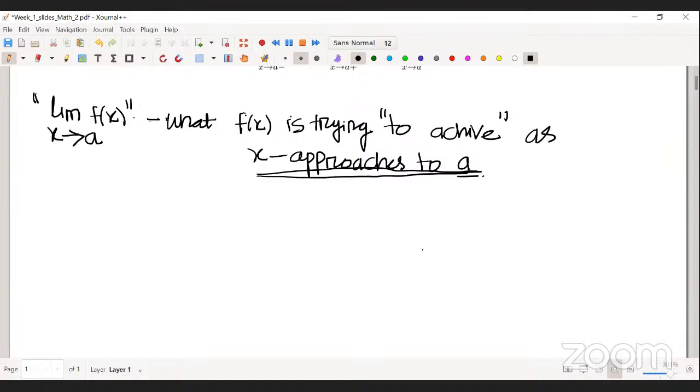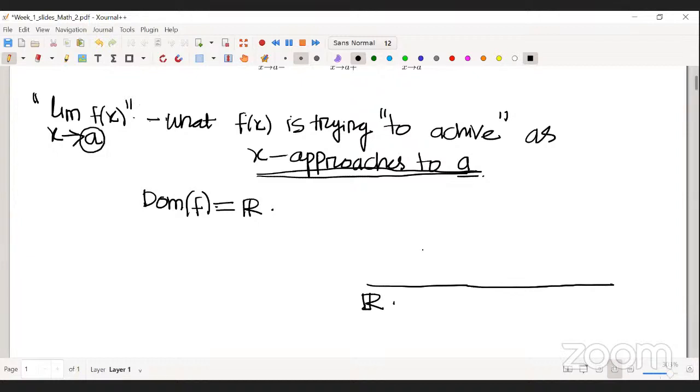As I told, the domain of the function is R. So this is my domain, my real line. We want to calculate the limit at a point A, so A should be somewhere on the real line. We want to calculate the limit of f of x at this point. The question is this statement: as x approaches A. On the real line you have only two directions, so there are only two ways you can come to A. One way is you can come in this way.